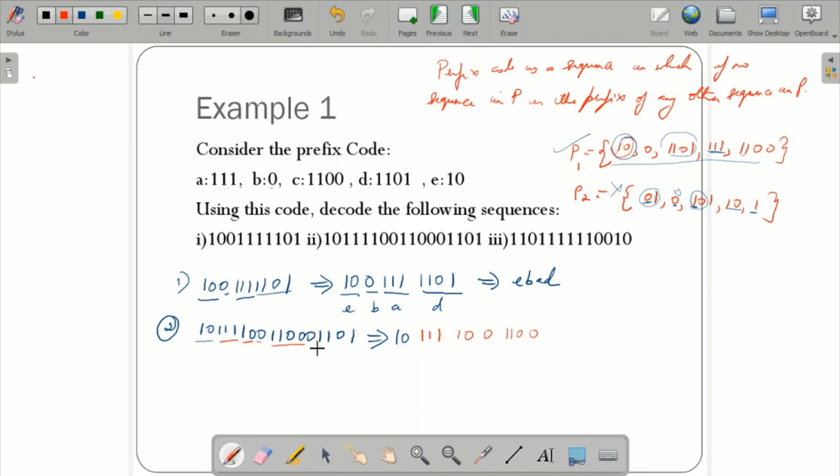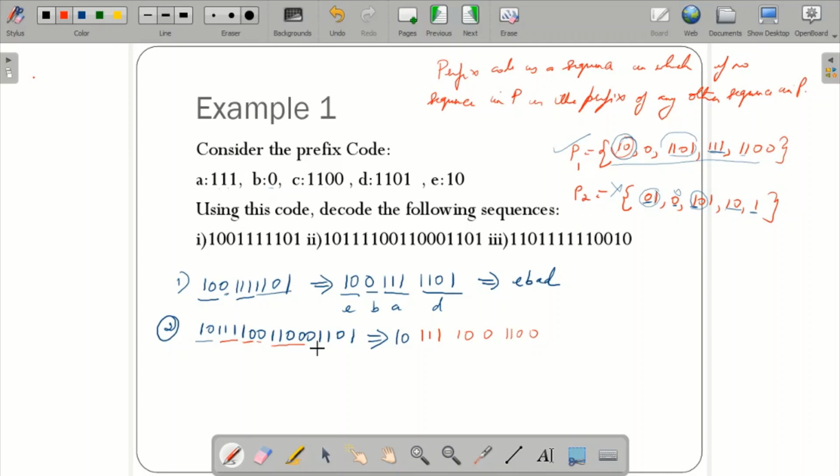1 1 0 1 1 0 0, and then again 0 1 1 0 0 1. So this would give me 1 0 is E, 1 0 is E, and 111 is A. Then again 1 0 is E, then again B, 1 1 0 is C, then again 0 is B, E A E B C B, and last one is D. So this is regarding the second one.